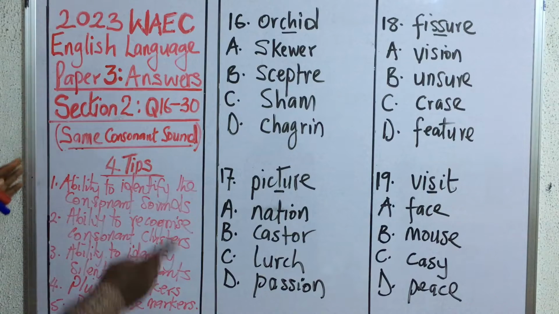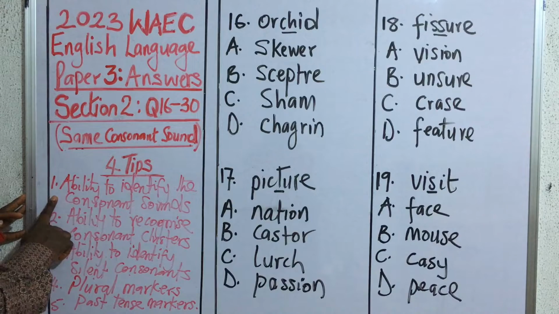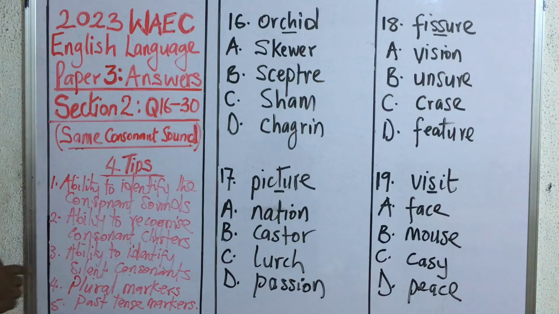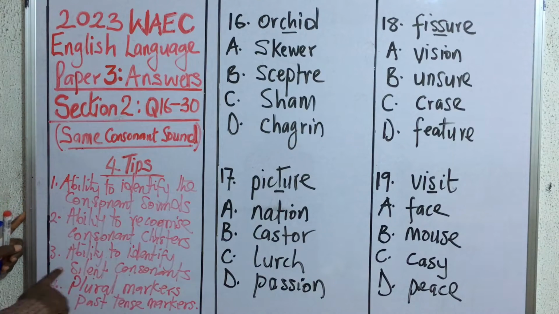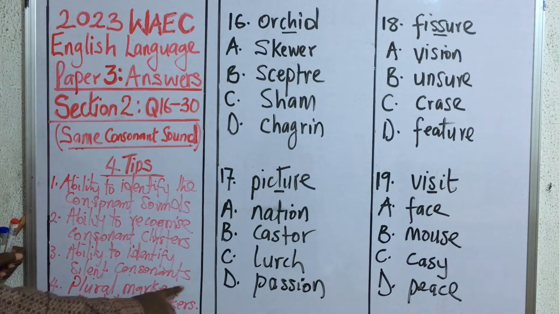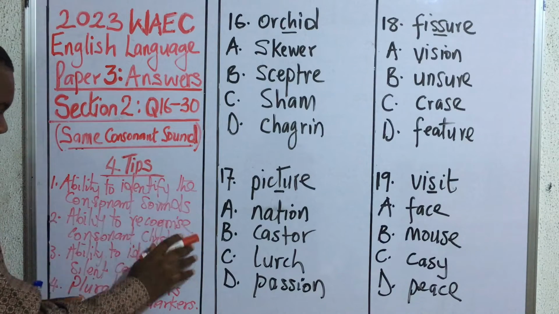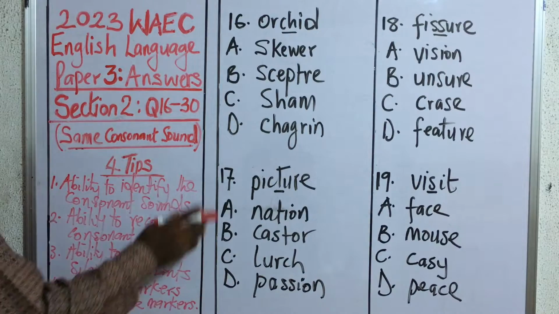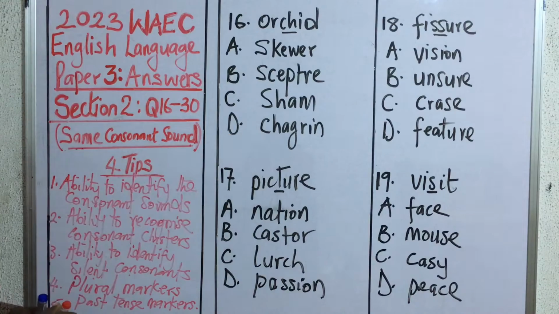Now, these are the tips that you need to succeed with this section. 1, the ability to identify the consonant sounds. Then number 2, ability to recognize consonant clusters. 3, ability to identify silent consonants. Number 4, ability to identify plural markers. And number 5, ability to identify past tense markers. So if you can handle these tips very well, you are going to do well in this section of identifying same consonant sounds. Now, let us begin.